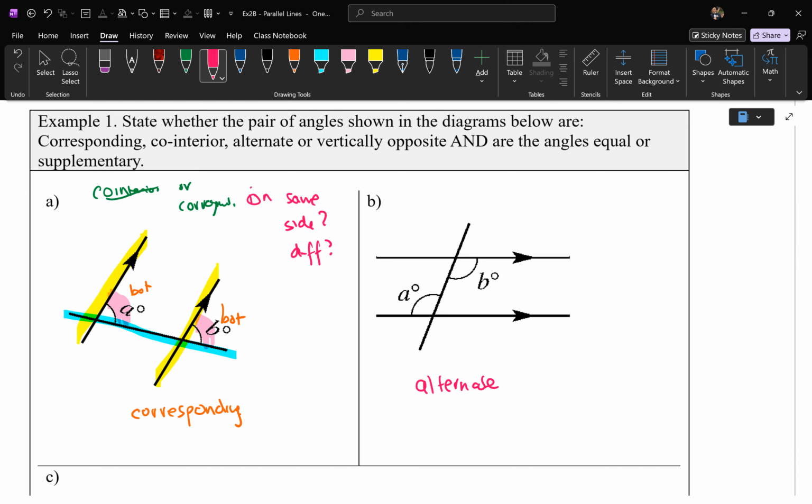Beautiful. That's the kind of questioning I want you to have. So it's alternate or vertically opposite. It's one of those two. We don't know which one. So then we use the knowledge that we know.